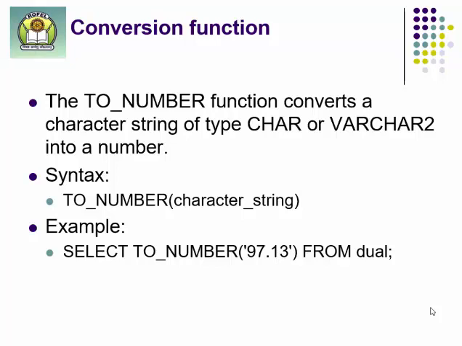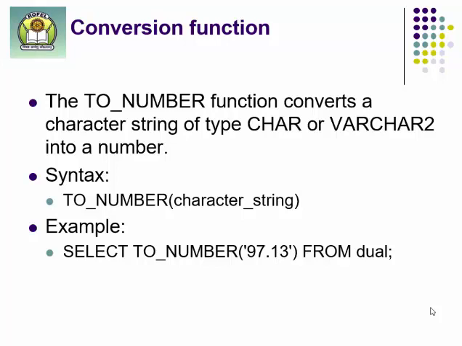Today we will be learning the next category of SQL built-in functions, and those functions are SQL conversion functions. The first function is the to_number function. This function is used to convert a character string of type varchar2 or char into a number. If by mistake or accidentally you have entered a number in a single quote string, then you can convert the string into a number using the function to_number.